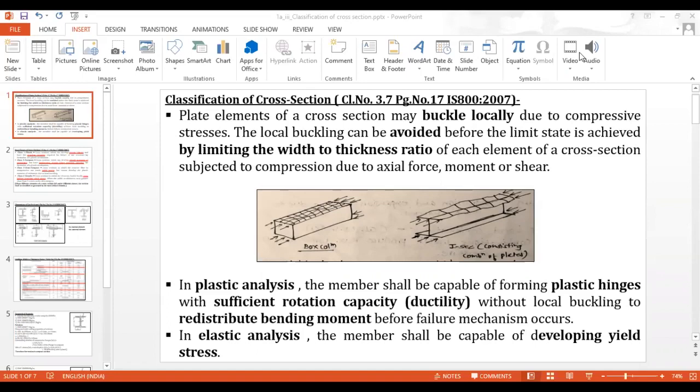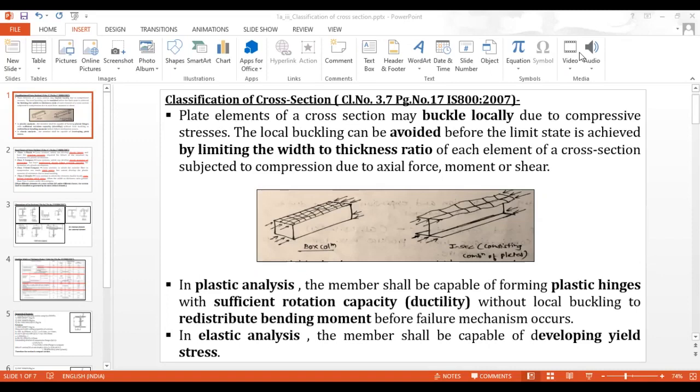A plate element of a cross section may buckle locally due to the compressive stresses. This local buckling can be avoided before the limit state is achieved by limiting the width to the thickness ratio of each element subjected to the compressive action, flow force, moment, or a shear.